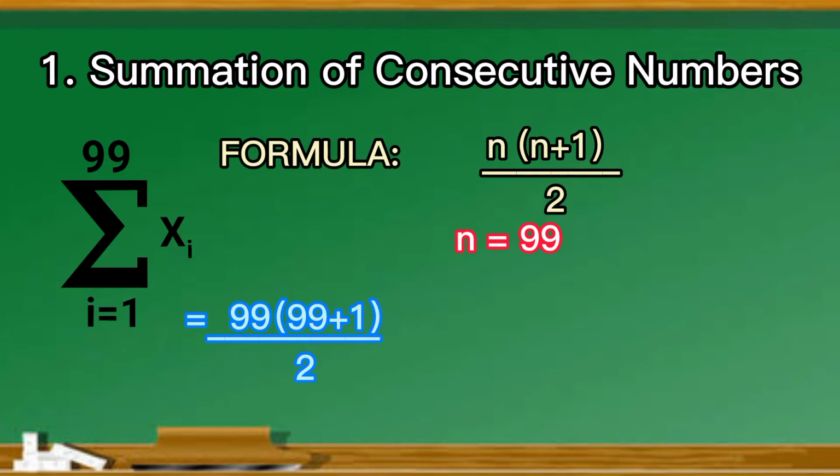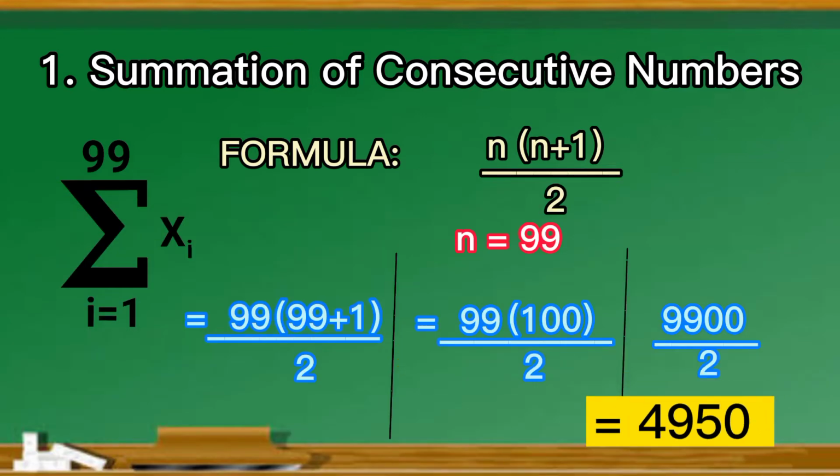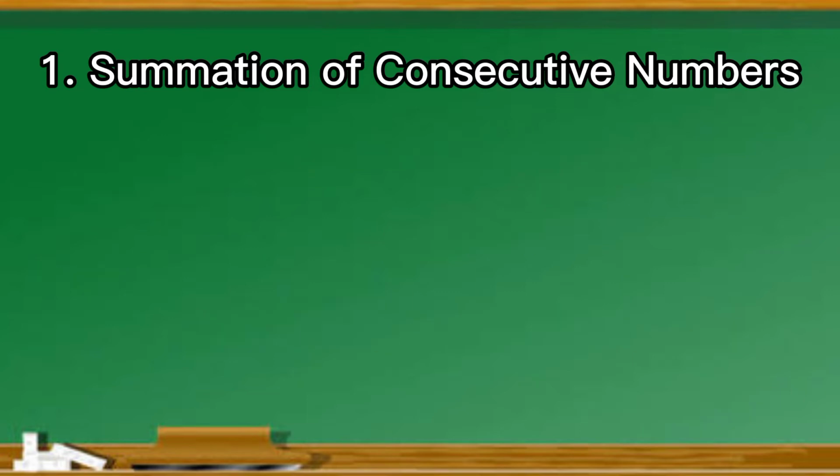Then, simplify natin, we get this, and our final answer will be 4,950. So, meaning to say, summation of x that is from 1 to 99 is equal to 4,950. So, using the formula class. Kapag naman na-expand natin ito from 1 plus 2 plus 3 plus 4 and so on up to 99, the answer will be the same. Ngayon naman class, let us try another example.